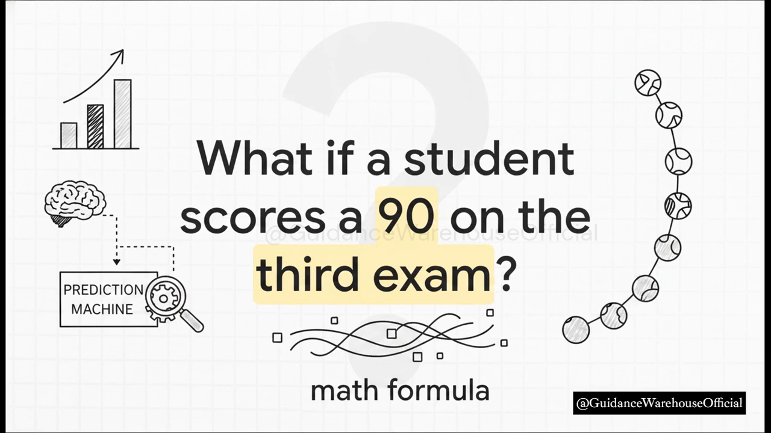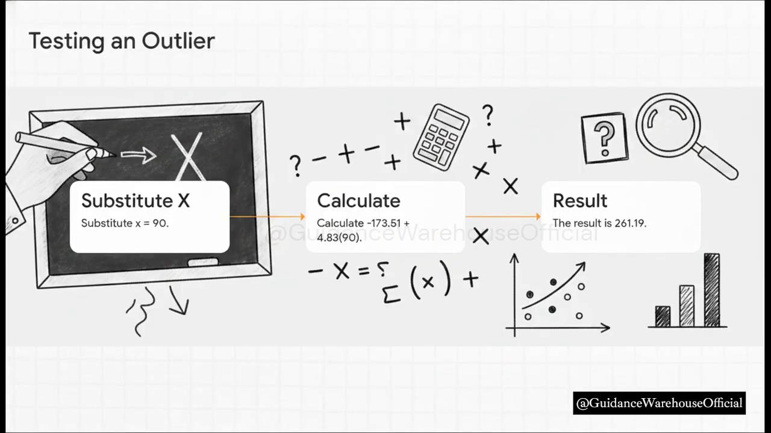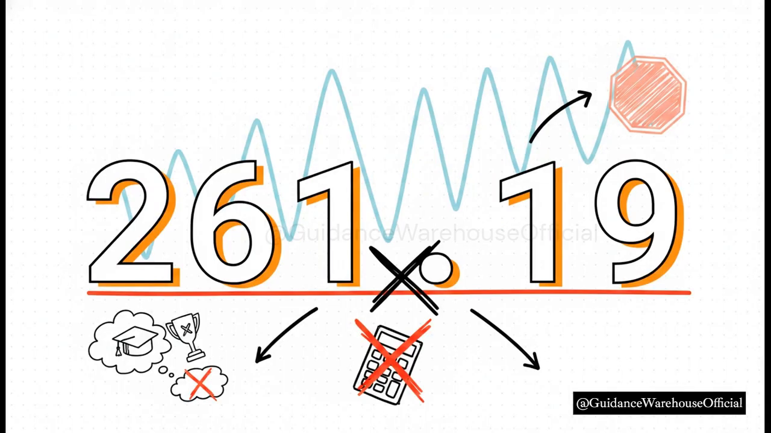We have our shiny prediction machine, so shouldn't we just use it? It's a math formula, right? Numbers are just numbers. Well, it's incredibly tempting and entirely possible to just blindly plug that 90 into the equation, exactly like we did with the 73. Let's try it. We substitute x for 90, we multiply 4.83 by 90, we subtract the 173.51, and boom, the math works out flawlessly, giving us a result of exactly 261.19. But recall our reality check from the very beginning.